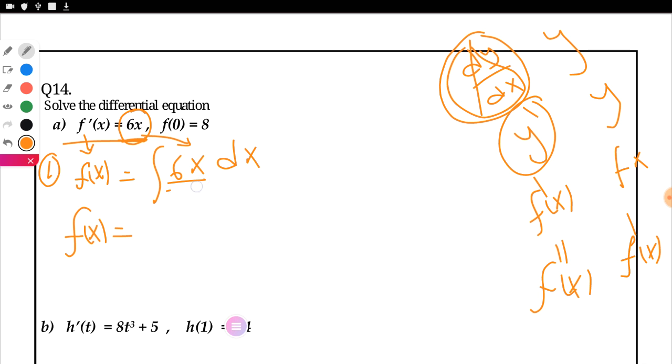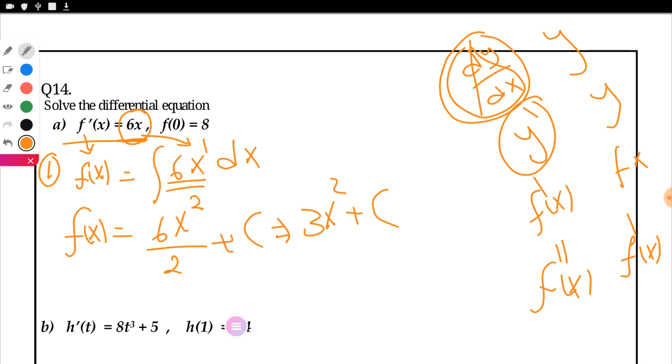How to integrate? Just follow the rule of integration: 6x to the power 2 over 2, because here the power is 1, add 1, then divide. Plus c, which will be 3x to the power 2 plus c. This is called the general solution.